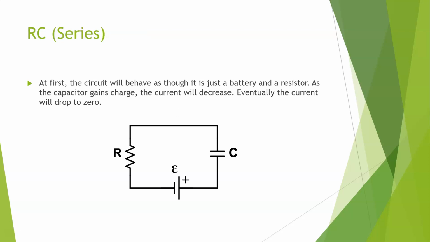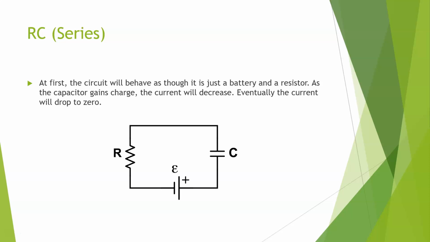And then we've introduced capacitors into here. So we have an RC series circuit, such as the one shown in this diagram. In this particular circuit, when it is first powered, the capacitor will act as though it has no resistance. As it gains more and more charge, its resistance will increase more and more, causing the current to decrease over time and eventually hit zero.